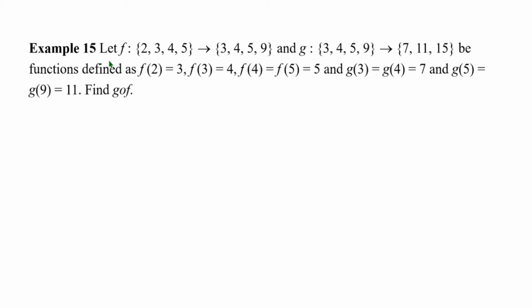Example 15. Let f be a function from the set 2, 3, 4, 5 to the set 3, 4, 5, 9 and g a function from the set 3, 4, 5, 9 to the set 7, 11, 15 be functions defined as f of 2 equal to 3, f of 3 equal to 4, f of 4 equal to f of 5 equal to 5 and g of 3 equal to g of 4 equal to 7 and g of 5 equal to g of 9 equal to 11. Find g of f. So we have to find g of f of all these elements.